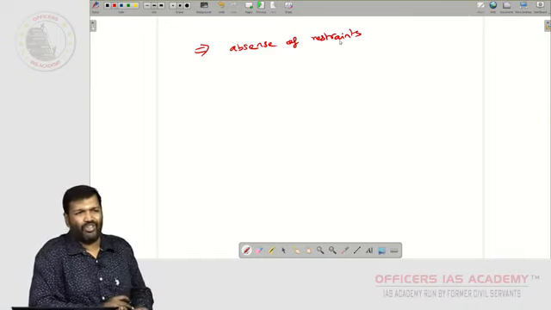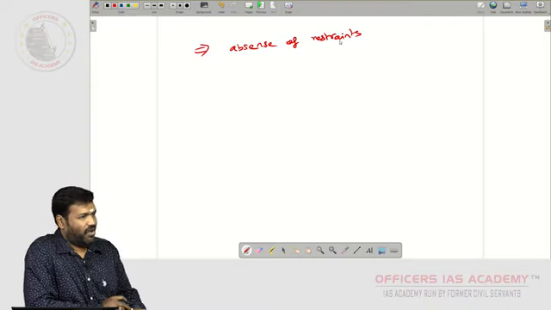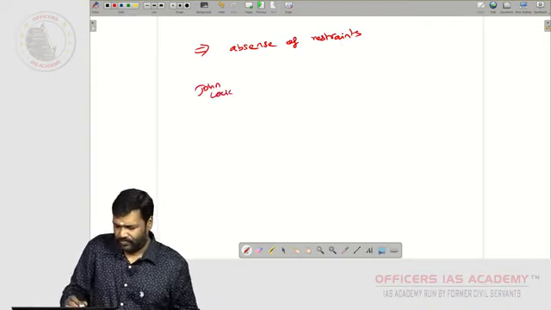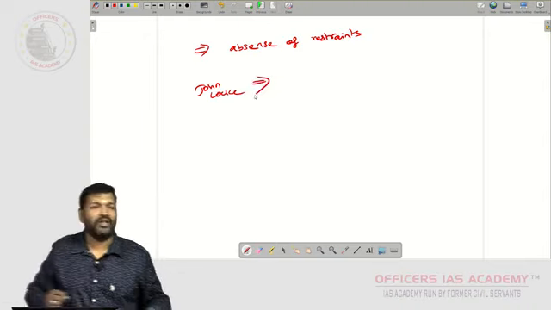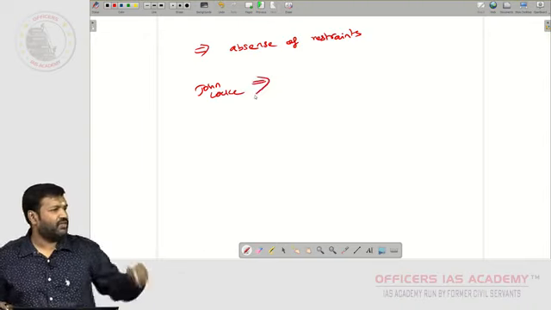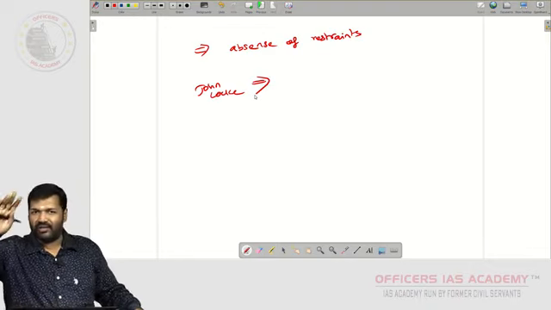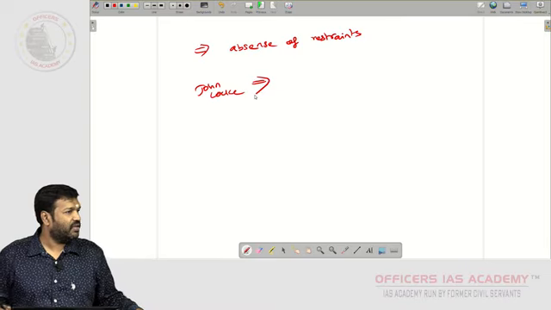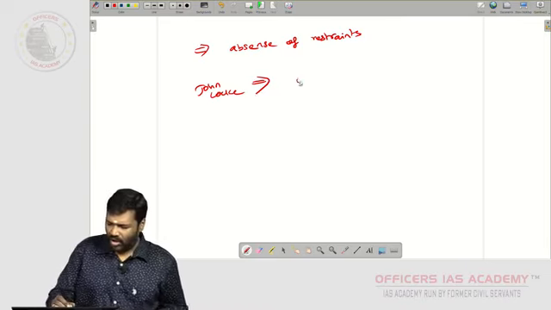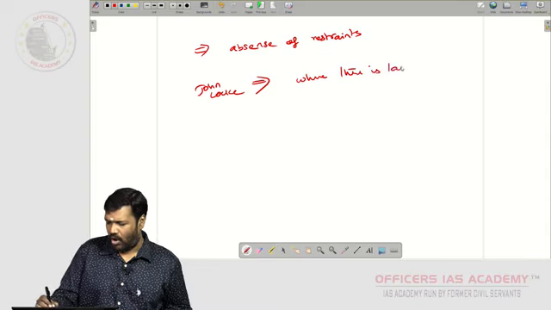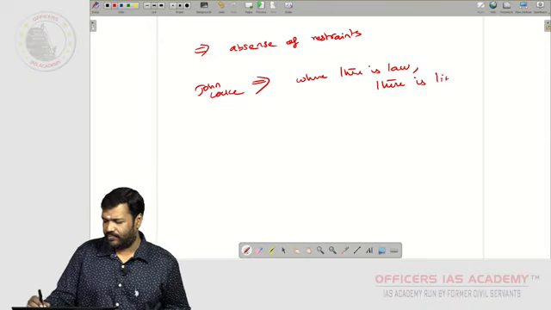Locke, the founding father of liberalism, John Locke, declares, what does he declare? What is liberty? He says, where there is law, there is liberty. According to John Locke, where there is law, there is liberty.